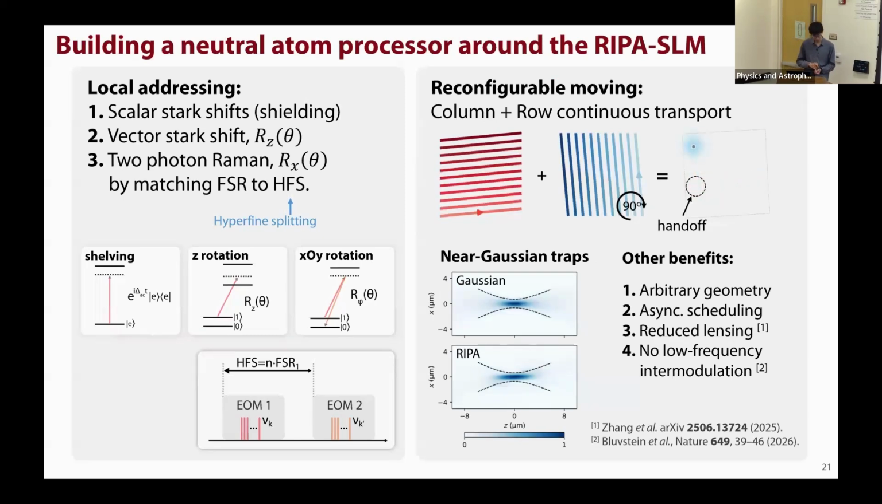The high speed of RIPA reduces the lensing effect, while the frequency variation across the image plane suppresses low frequency intermodulation that could cause atom heating or loss.